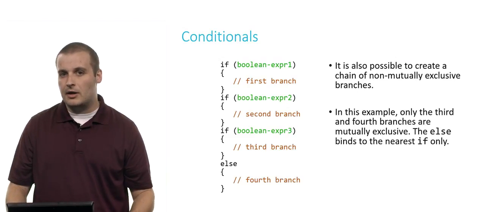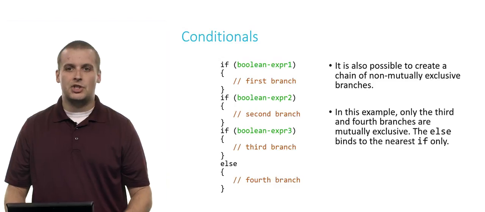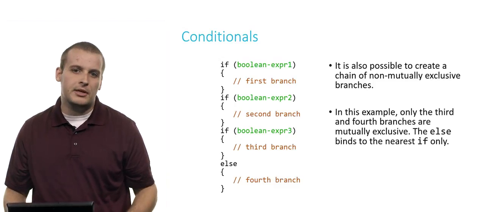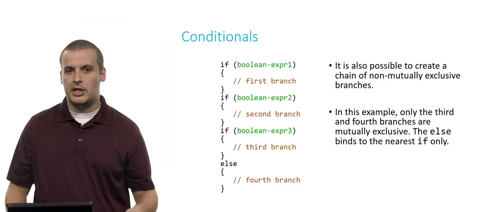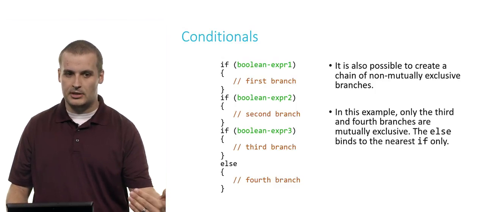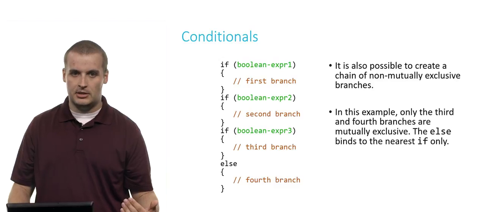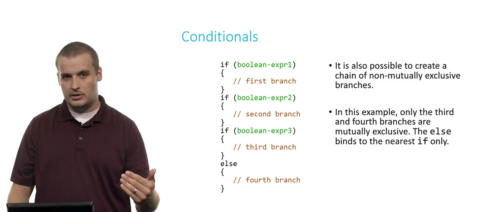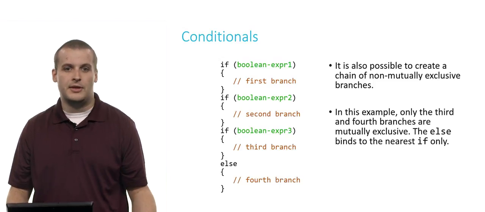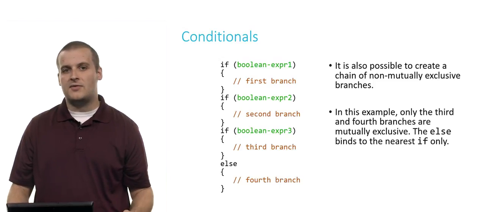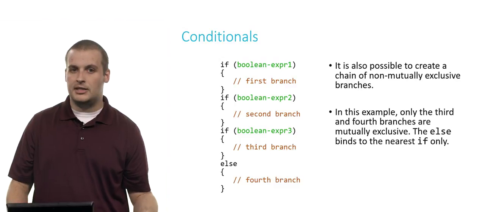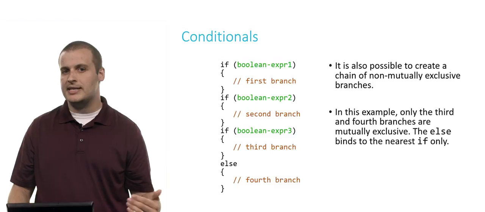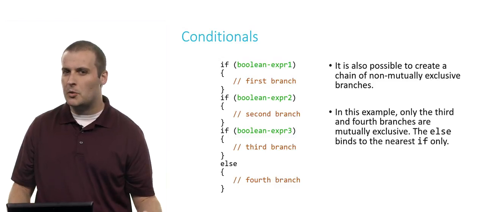It is possible, though, and sometimes very useful, to create a chain of not mutually exclusive branches. In this example, only the third and fourth branches are mutually exclusive. It could be that you could satisfy the first condition, and you could satisfy the second condition, and you could satisfy the third condition, in which case you would go down the first branch, then you would go down the second branch, then you would go down the third branch. Or perhaps you satisfy the first condition and the second condition, but you don't satisfy the third condition. In this case, you go down the first branch and the second branch, and then the fourth branch.